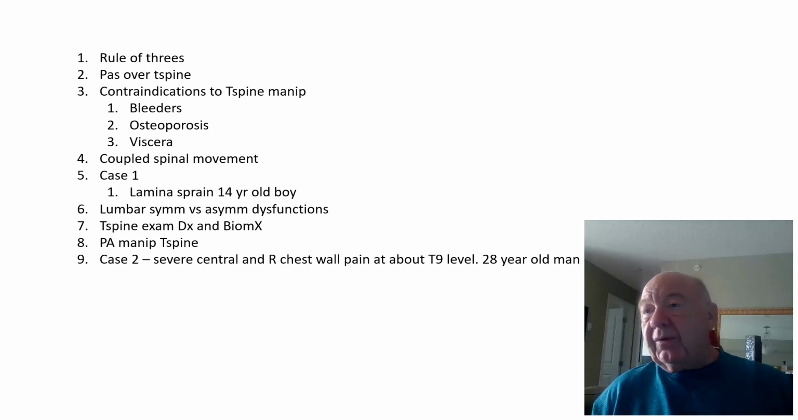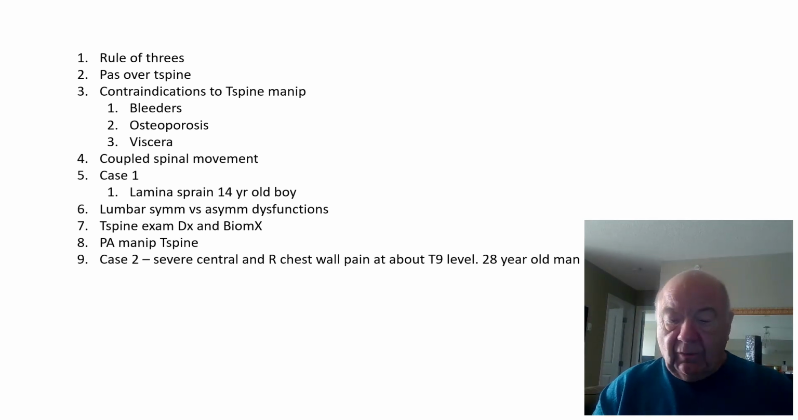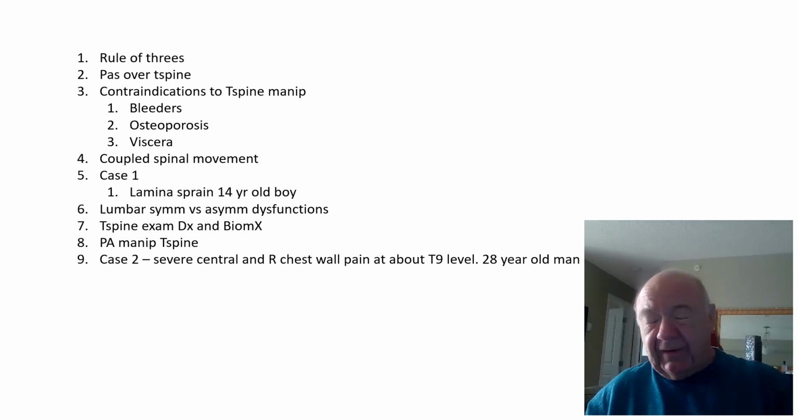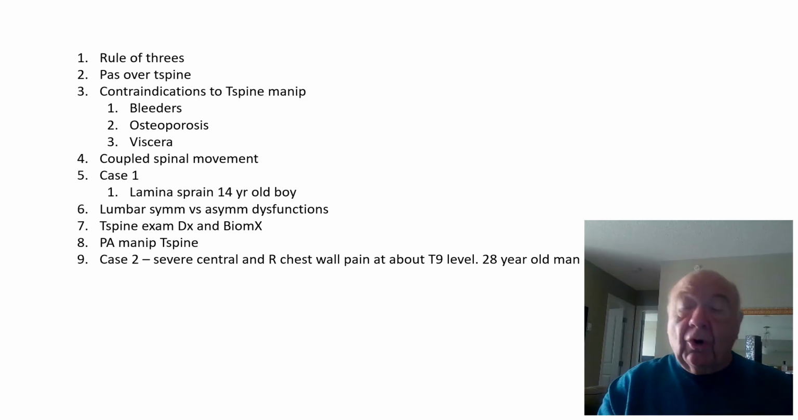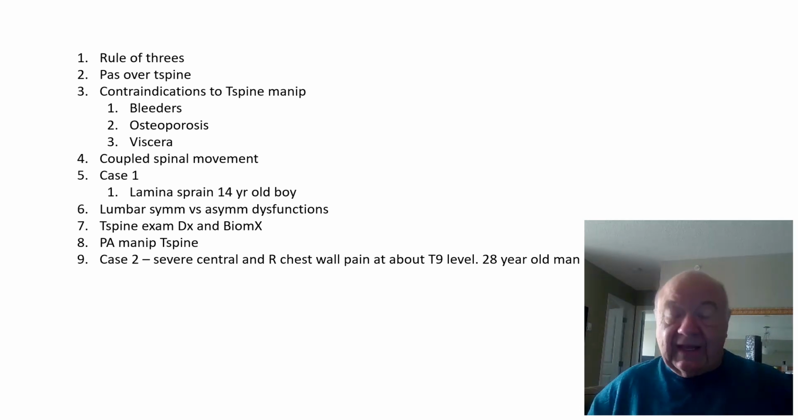So stay away from people who are on anticoagulants, whether it's long-term like with atrioventricular fibrillation or post-surgical or anything else. Stay away from bleeders. Osteoporosis, the ribs are particularly fragile when this happens, and of course be careful that you're not manipulating the spine for viscera. Other than that, all the usual stuff applies, disc herniations and so on.